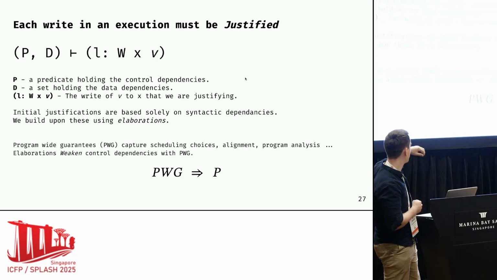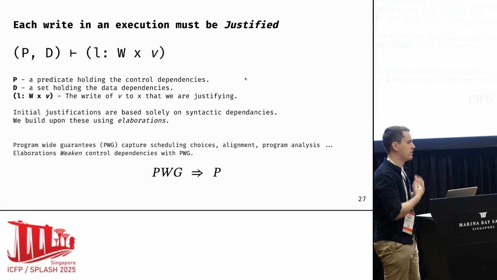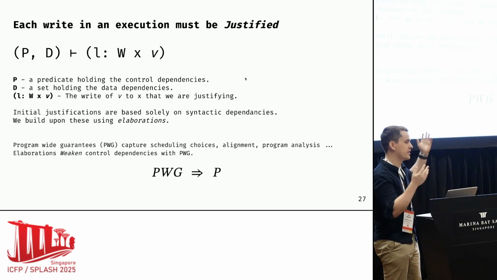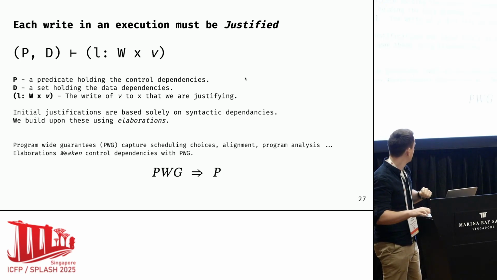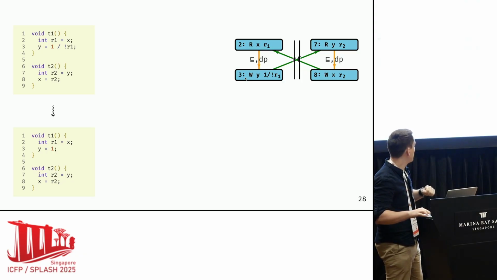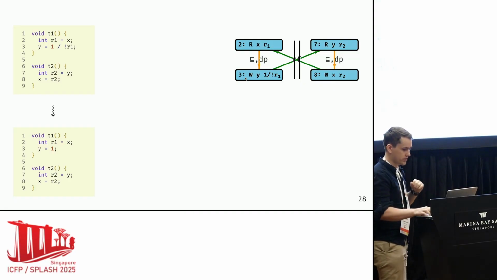And elaborations can weaken control dependencies with these. So if our program-wide guarantees imply some control predicate, we can remove that because we know this information without having to actually execute. And now we'll go into the example from before, but using the justifications.